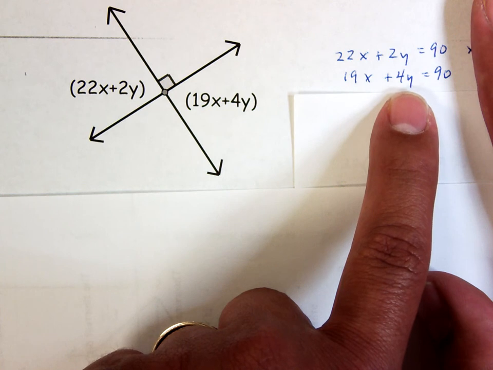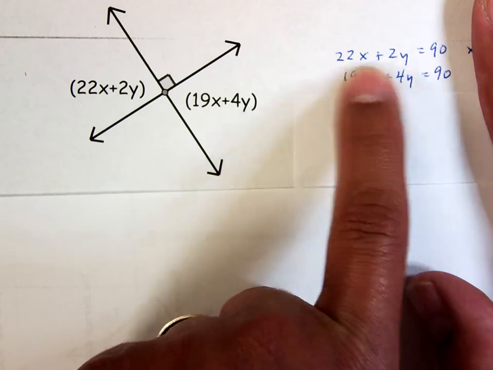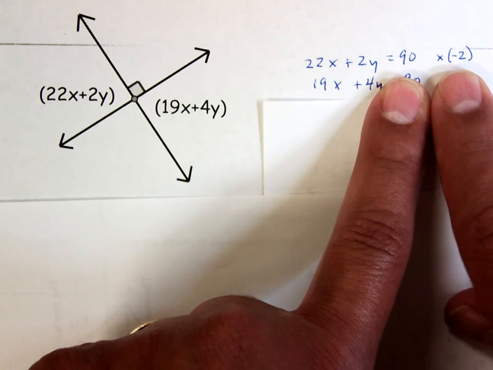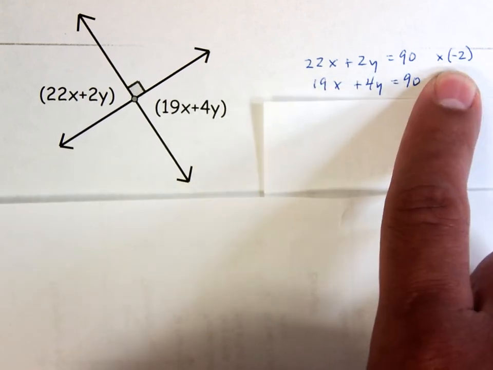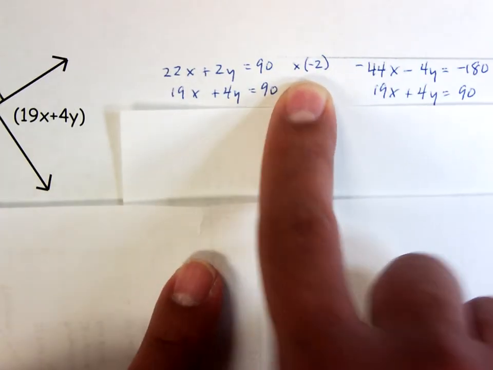And in this problem, it looks like it'll be easier to make my y's go away. So I'm going to multiply everything in the top equation by -2. And that's what I've got written right here. Times -2. Everything in this top equation, multiply it by -2. And I'm going to slide over here because I've already done it, and I have it written here.